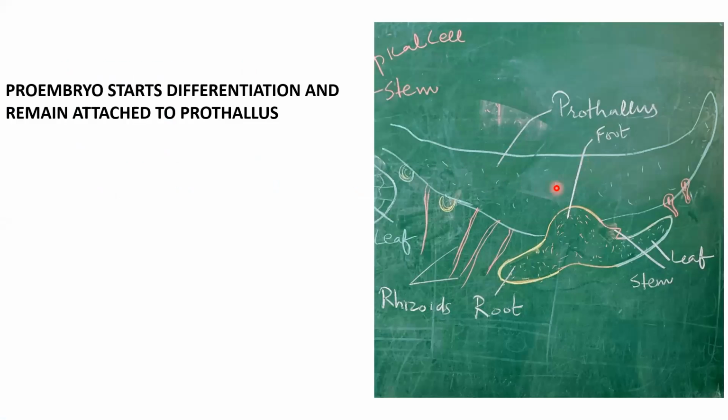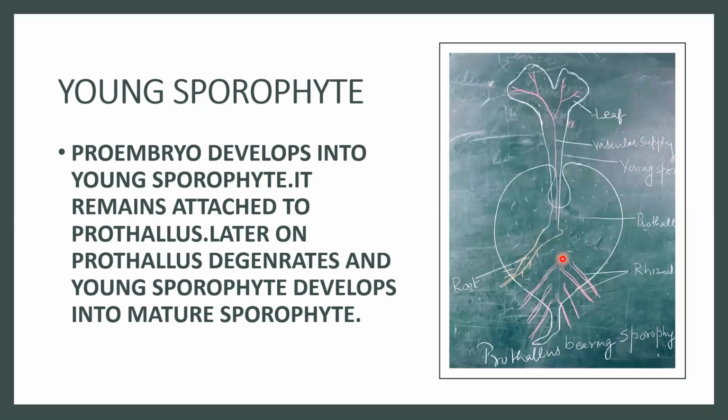This figure shows the prothallus, or gametophytic part of Pteris, on which archegonia are borne, and this is the proembryo leading to the formation of the sporophyte. It is attached to the prothallus and is still dependent on the prothallus for its nourishment. Differentiation of organs will start. Later, when differentiation takes place, this will develop into a young sporophyte, which will still remain attached to the prothallus. These are the rhizoids by which it is attached to the soil.